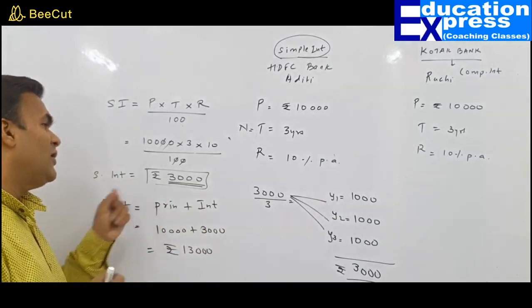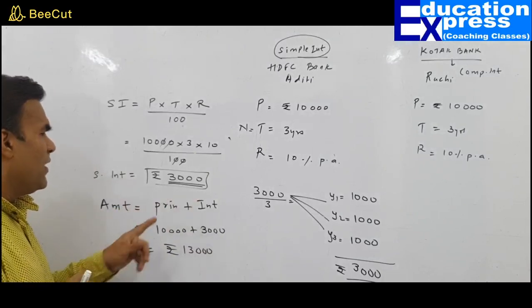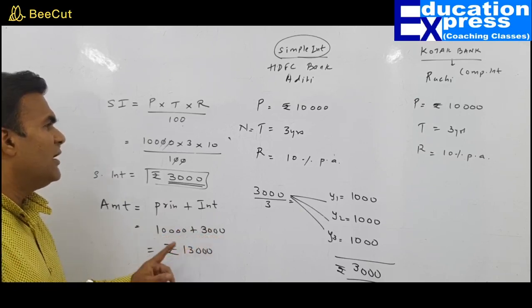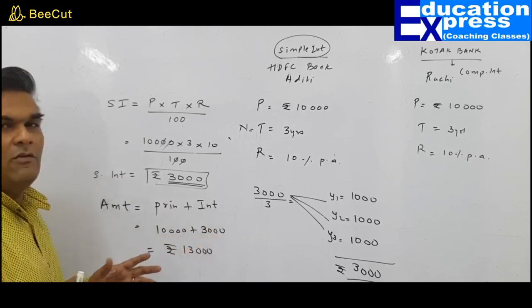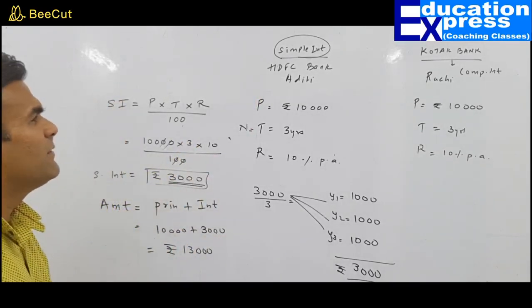In fact, you receive 3000 rupees for 3 years, so every year it's going to be 1000 rupees. Principal plus interest, 10,000 plus 3,000, 13,000 is the total amount which a person will receive. In our case, Aditi will receive 13,000 rupees.